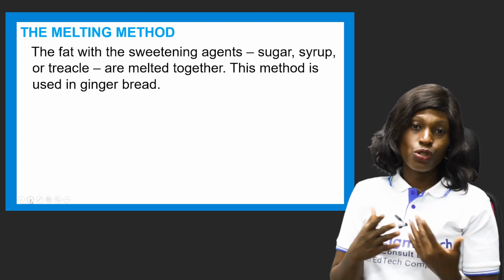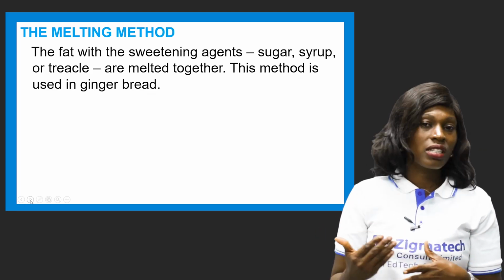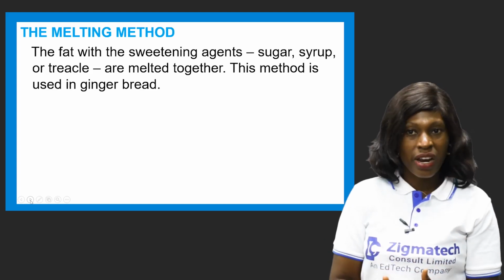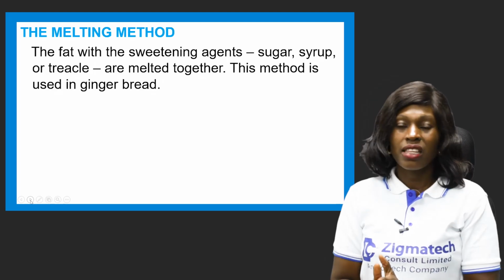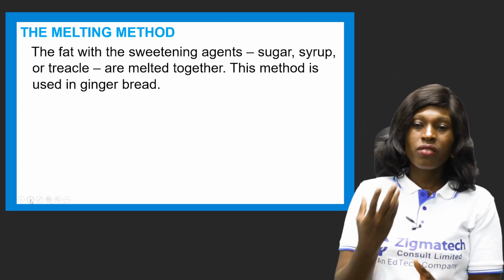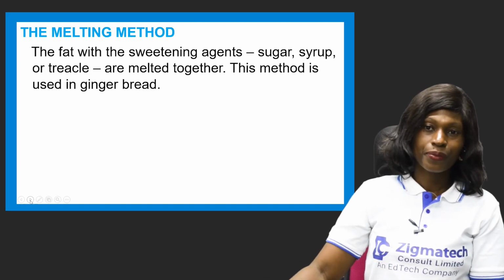Now, this method is used for some cakes as well, also in making what? Gingerbread. This method is referred to as the melting method, whereby fat and the sweetening agents are melted before other ingredients are incorporated into the mixture.